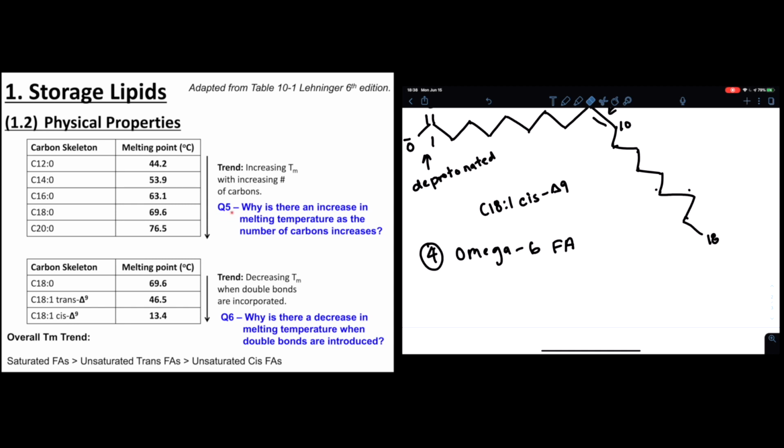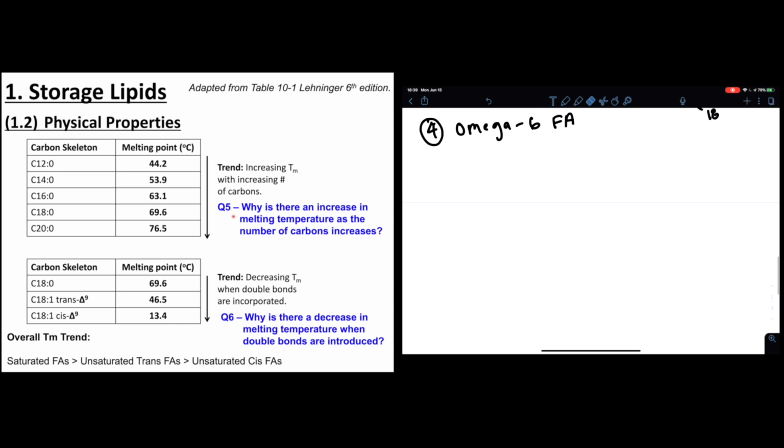So question 5 is, well, why is that the case? Why is there an increase in melting temperature as the number of carbons increase in the fatty acid chain? Okay, remember we're talking about homogeneous mixtures here. So if we had a whole mixture of C12 or a whole mixture of C20, you can see the melting point differs by more than 30 degrees. And so the reason behind this is because of what are called van der Waals forces.